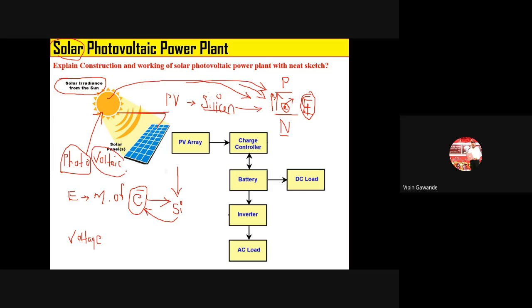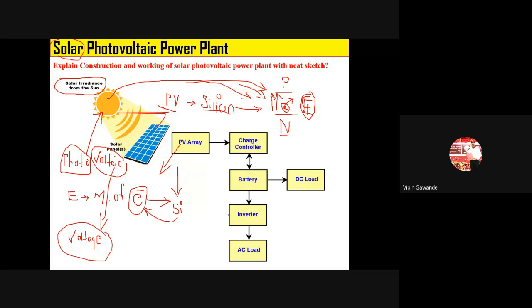And what is this voltaic? Because of the movement of this electron, there is a generation of voltage between this P and N junction. That's why this voltaic word comes from here, generation of voltage. That's why this is called PV panels. So this word PV is generated like this.